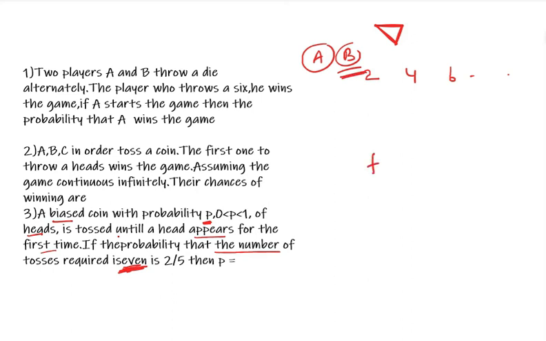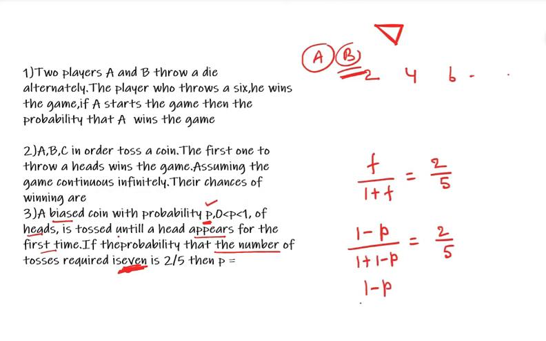So that's why we can write here F divided by 1 plus F, which is given in the question as 2 by 5. What is F? F is nothing but 1 minus p, because success probability is p, failure probability is 1 minus p. So 1 minus p divided by 1 plus 1 minus p is equal to 2 by 5. Therefore we are getting 1 minus p divided by 2 minus p is equal to 2 by 5 from this.